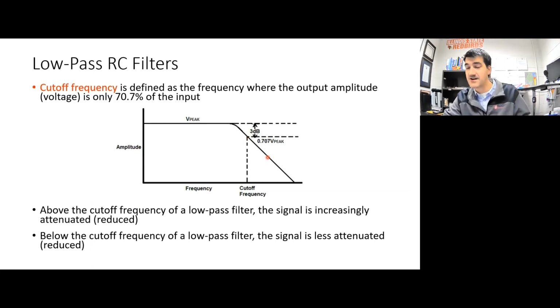For frequencies higher, they're more attenuated, or they're more increasingly cut out of the signal. For frequencies that are lower than the cutoff frequency in a low pass filter, they are less attenuated, or less reduced, if at all. All right, so that's what we mean by cutoff frequency.